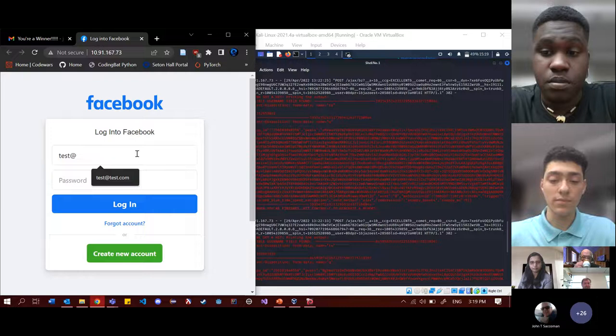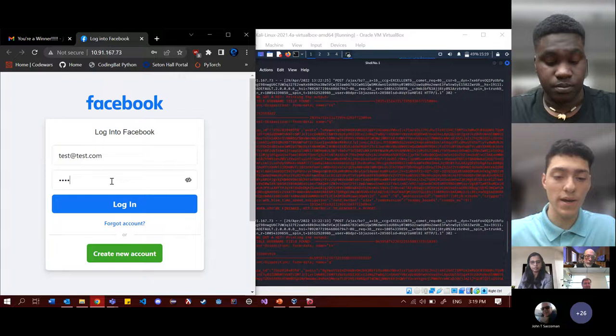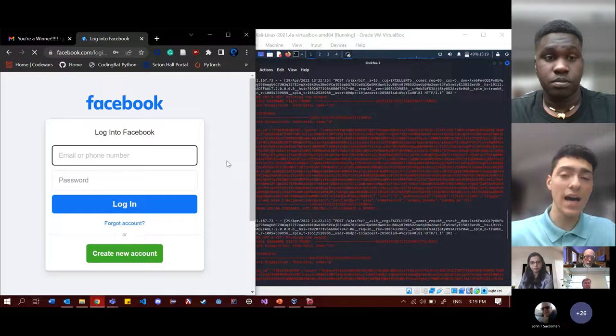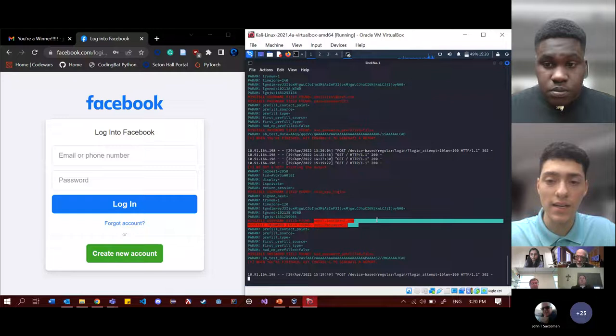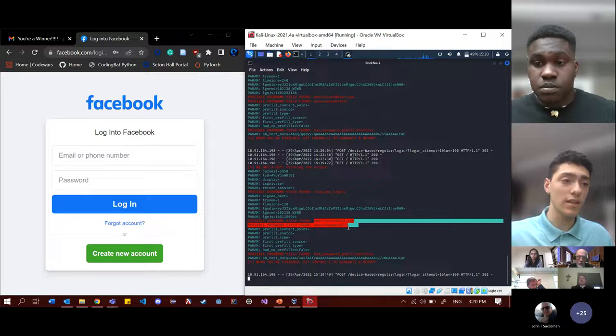So if we insert a fake username and a fake password here, we're just going to say password123, and we try to log in, nothing happens on the victim side. However, the social engineering attacker has been listening this whole time, waiting to gather this information. If I scroll down here, I can highlight that this attacker was able to gather the email and the password from the Facebook login page. And this is an example of a phishing attack. Now we'll go back to our presentation.